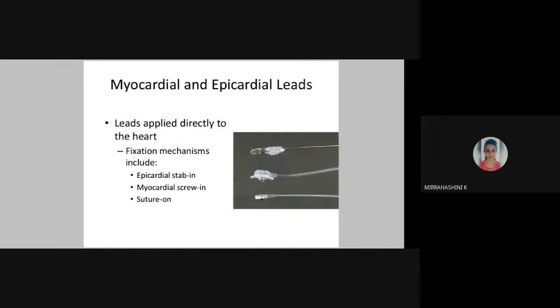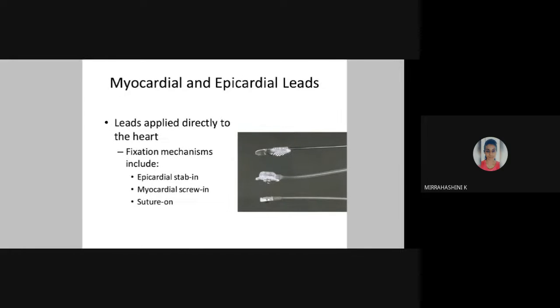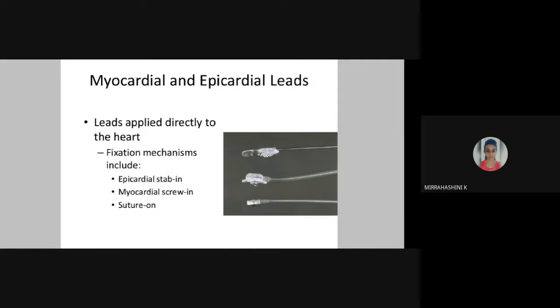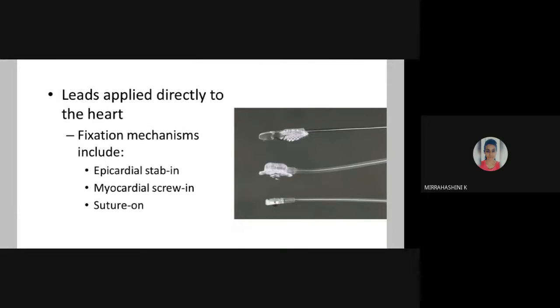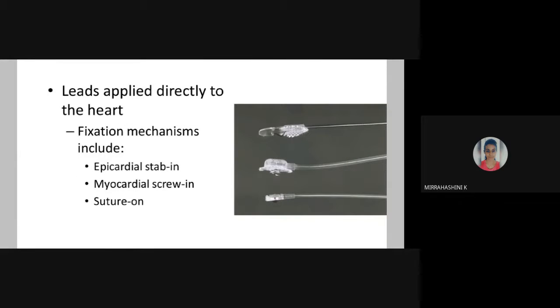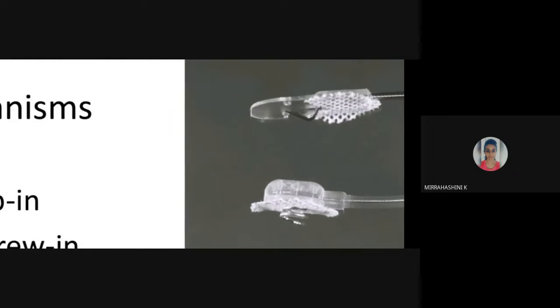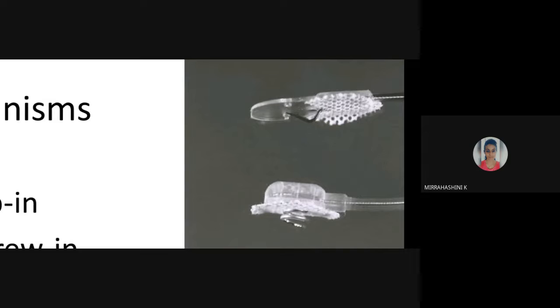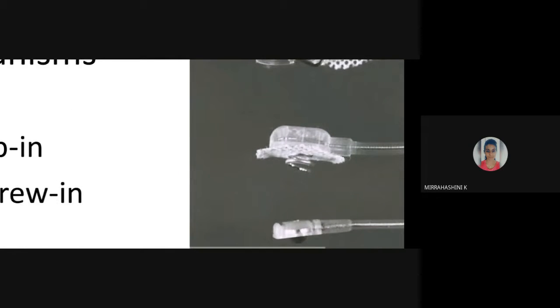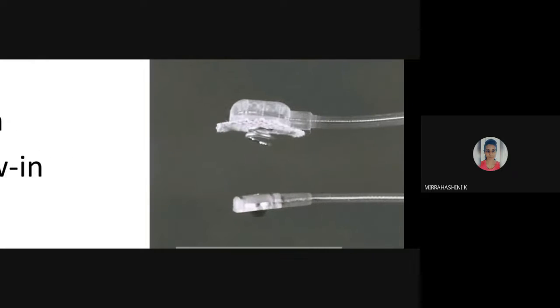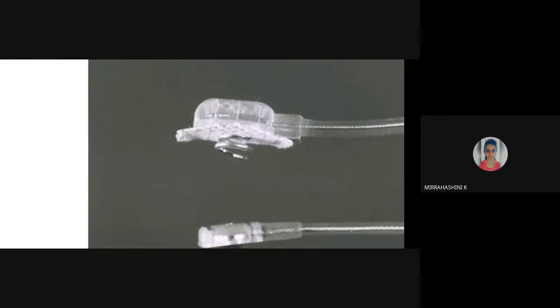Okay. Next one is myocardial and epicardial leads. These leads are applied directly to the heart. These are the three different mechanisms: stab in, screw in, and suture on. Stab in is a sharp-like structure you can see here. It's very sharp, so this will be directly kept inside. Another one is screw in. You have a spring-like, screw-like structure which can be kept inside the heart.